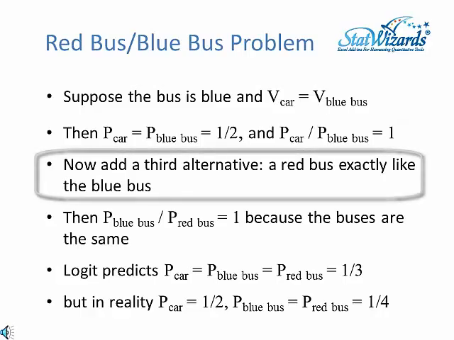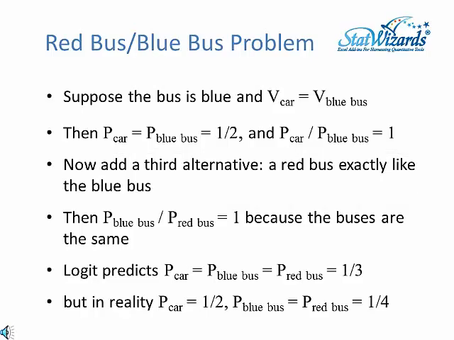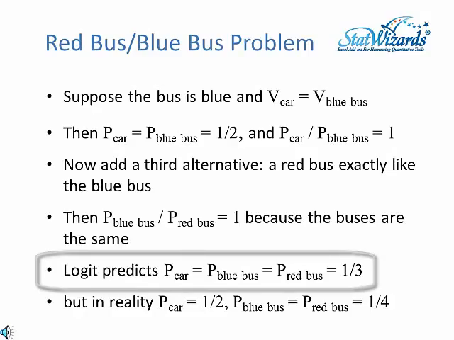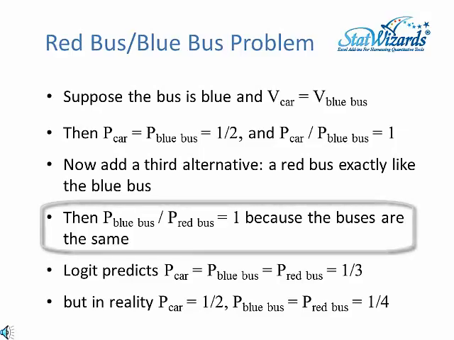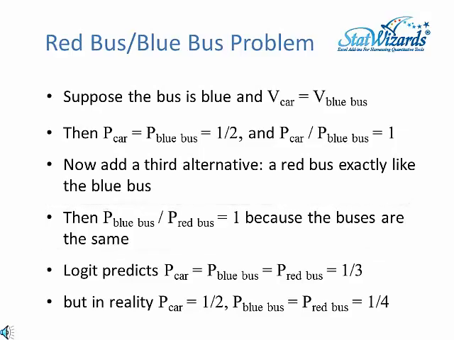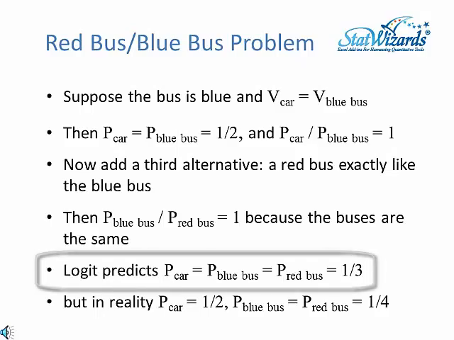Now let's say that the bus line adds a red bus that's identical in all respects to the blue bus except for color. If these buses are truly identical, and we assume riders don't really care about bus color, then we expect the probabilities of taking them to be the same. Another way of stating this is that the ratio of the probabilities equals 1. However, because of IIA, logit predicts that the probabilities of taking the red bus, blue bus, and the car are all equal. This happens because the ratio of car to blue bus is 1, the ratio of car to red bus is 1, and the ratio of blue bus to red bus is 1.